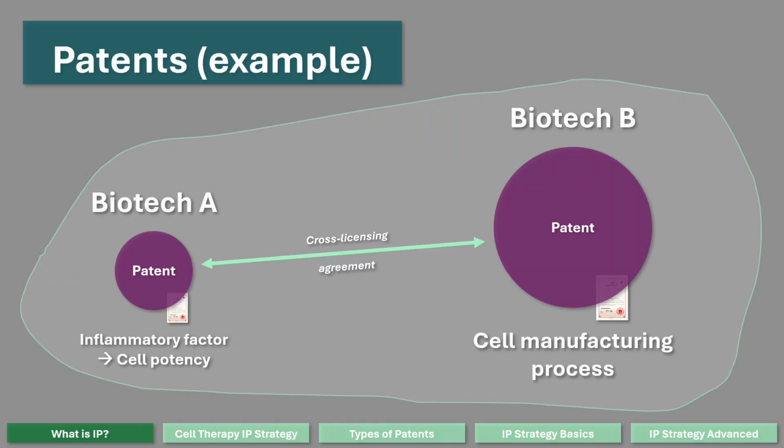Therefore, it must cross-license its patent with Biotech B in order to practice its improvement upon the manufacturing process. At the same time, Biotech B is not allowed to practice the improvement unless it cross-licenses with Biotech A. We will explore more examples in the next few sections.